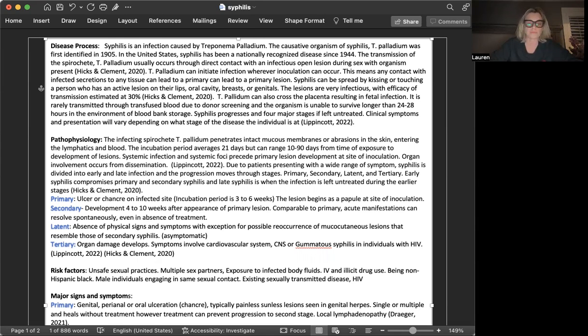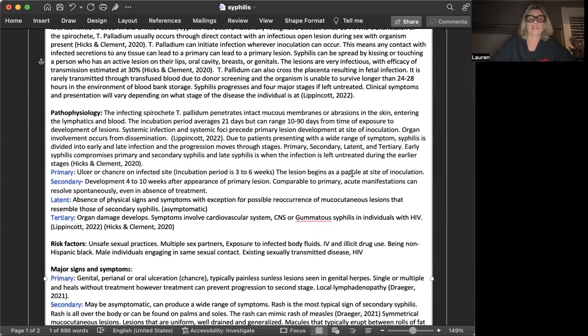The pathophysiology of syphilis: the infecting spirochete penetrates an intact mucous membrane or abrasions in the skin. It enters the lymphatics and blood. The incubation period averages about 21 days, but can range from 10 to 90 days from time of exposure to development of lesions. Systemic infection takes place as the primary lesion develops at the site of inoculation. Organ involvement occurs from dissemination.